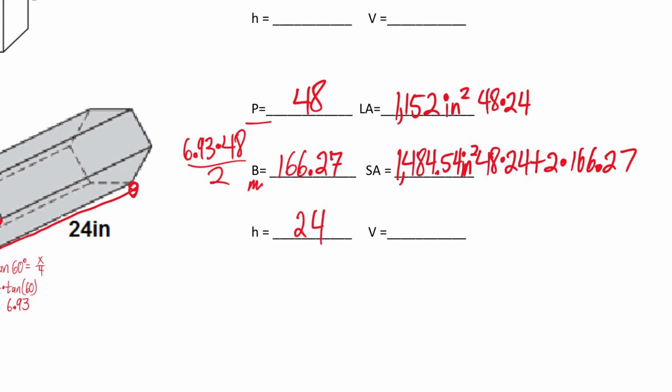Good. And then how do we find volume of a prism? Not base times height. Area of the base times the height. I know you knew what you meant, but I want it said properly. So area of the base times the height, 166.27 times 24. 3,990.48 cubic inches.